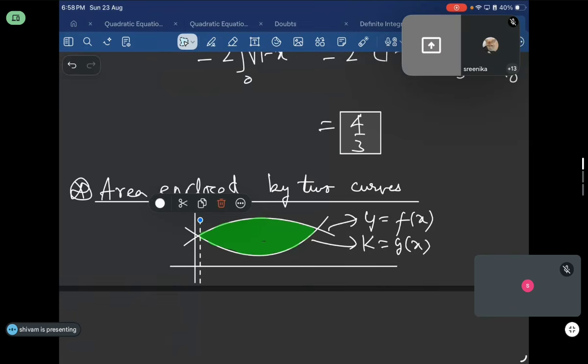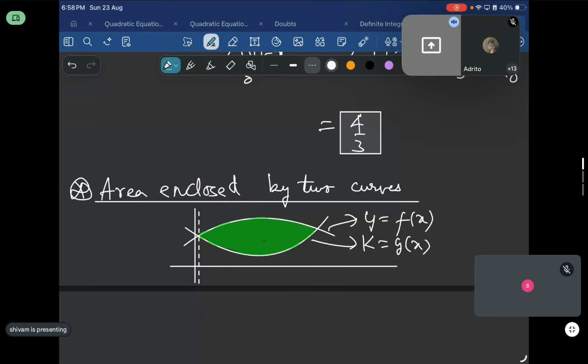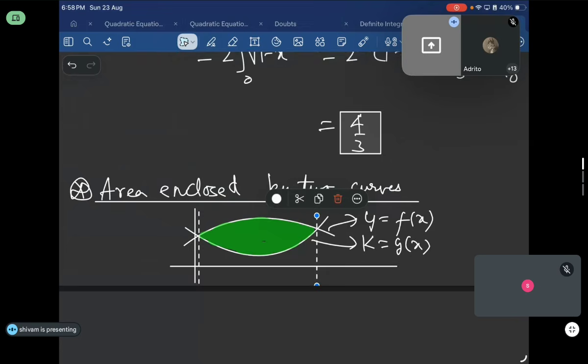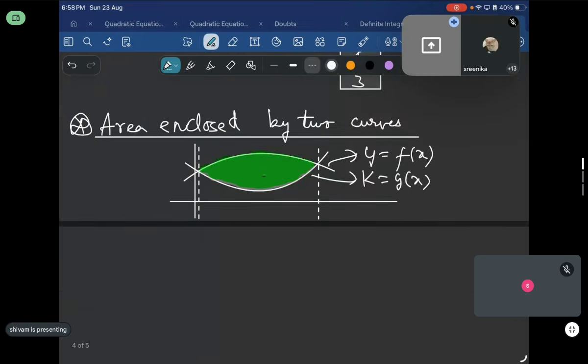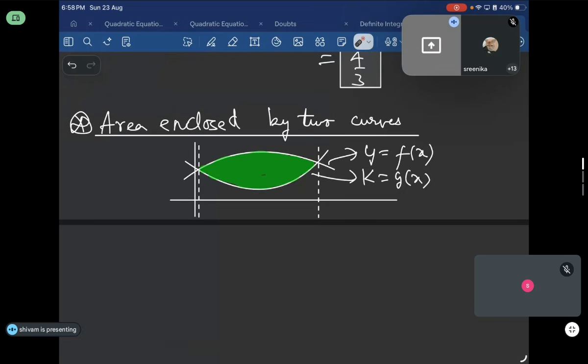Those who are online, are you people getting? Adrito, Adrija. Yes, sir. Adrian, is it clear? Shinika, are you people getting? Shubhankit, Shubhangi, are you people getting? Okay. Yes, sir.